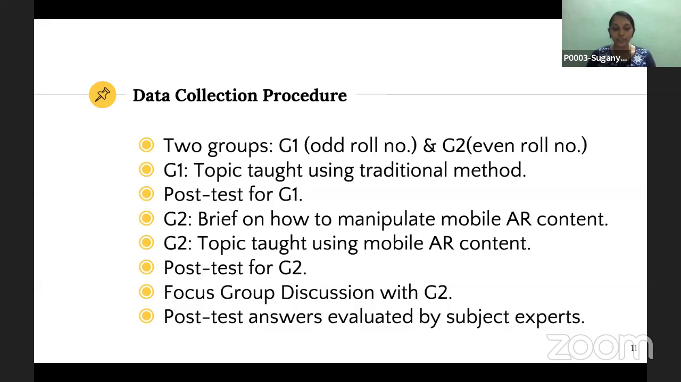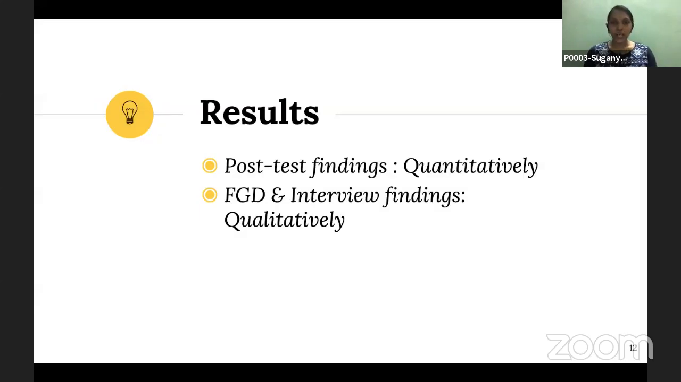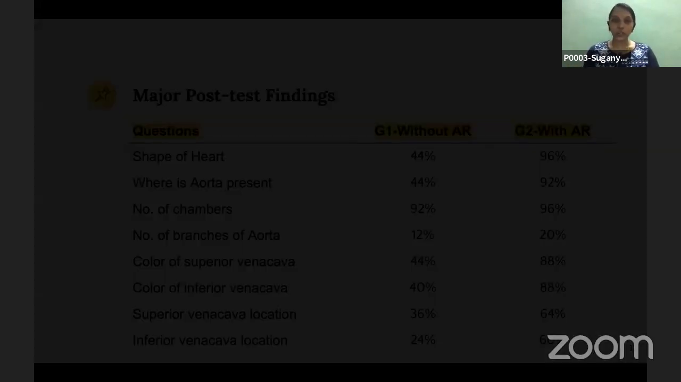Later, Group 2 students were given a brief introduction on how to manipulate AR objects through the TN Schools Live mobile app. Then the same topic was taught to Group 2 students by exposing them to the 3D augmented reality heart. Then the post-test was conducted for Group 2, which was followed by a group discussion with the presence of subject experts, both English and Tamil medium 10th grade science teachers. The post-test worksheets of G1 and G2 were evaluated by the subject experts. The post-test findings were interpreted quantitatively, whereas the focus group discussion and teachers' interview findings were articulated qualitatively.